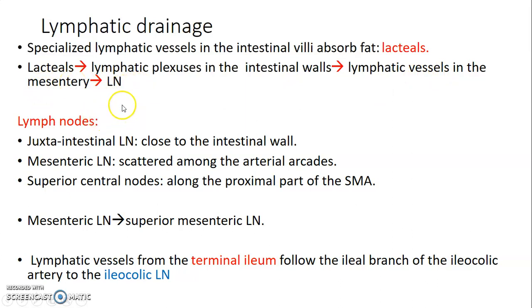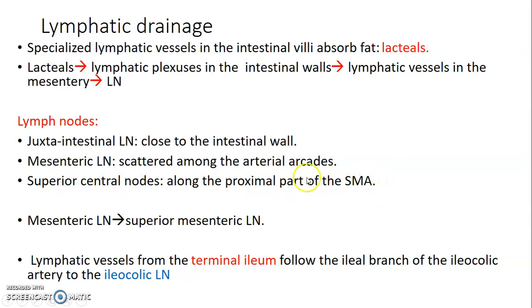So which lymph nodes pick up all these lymphatics from the intestines? We have juxtaintestinal lymph nodes. Juxta means next, so these are lymph nodes that are close to the intestinal walls. Then we have mesenteric lymph nodes, which are scattered among the arterial arcades in the mesentery. Then we have superior central nodes at the proximal part of the superior mesenteric artery.